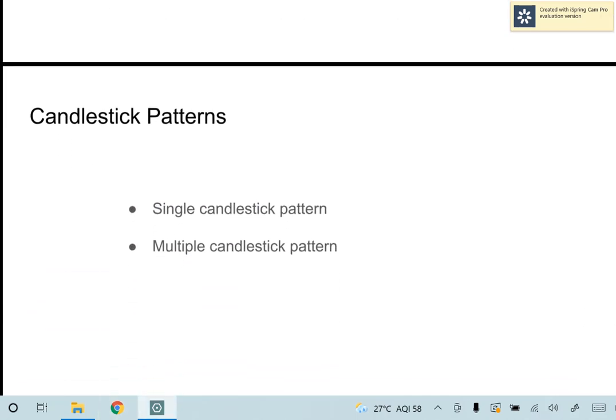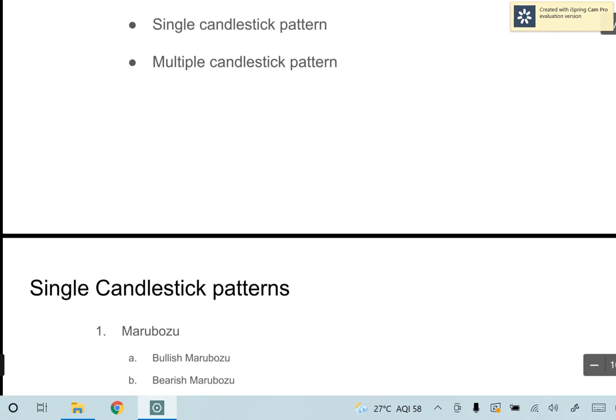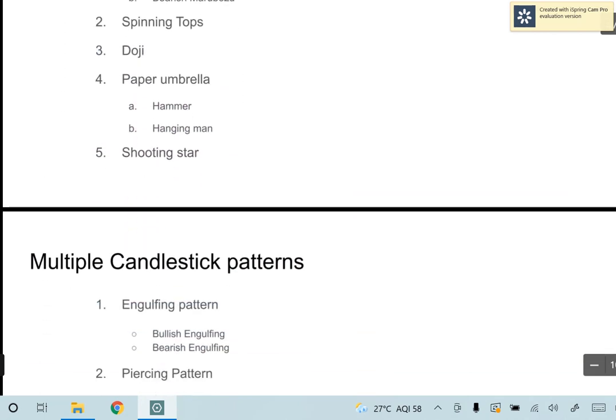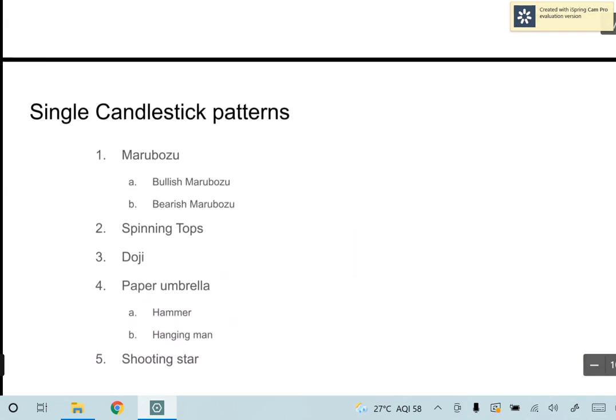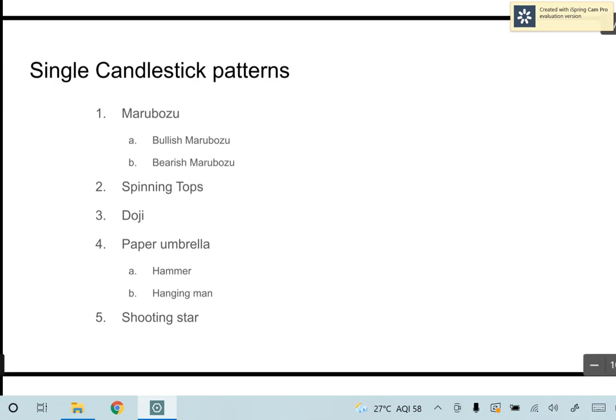We can analyze the charts in two ways. One is single candlestick pattern, another is multiple candlestick pattern. What is a single candlestick pattern? In the market, we can make a decision by using only one candle. That's called a single candlestick pattern. Here I am giving the most popular single candlestick patterns like Marubozu, in that bullish Marubozu, bearish Marubozu, spinning tops, doji, paper umbrella, hammer, hanging man, shooting star.